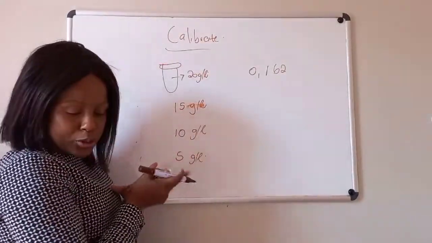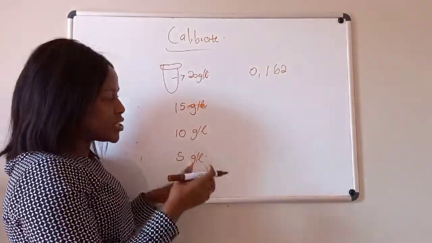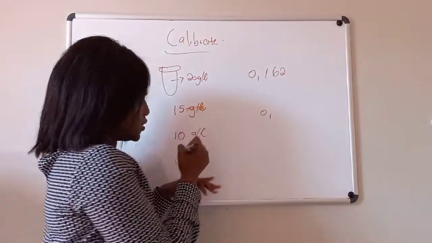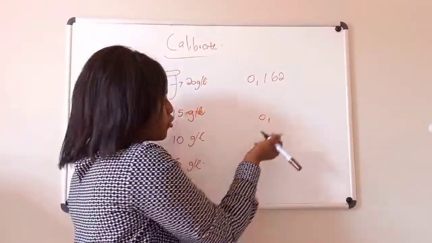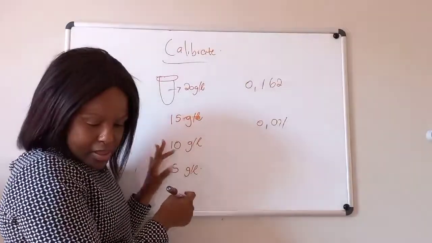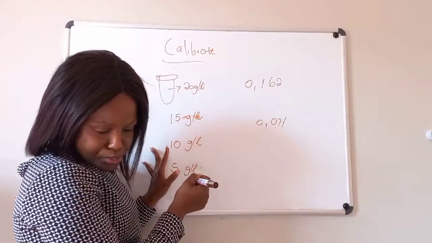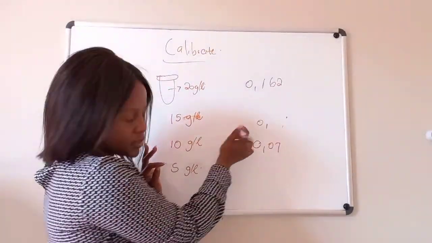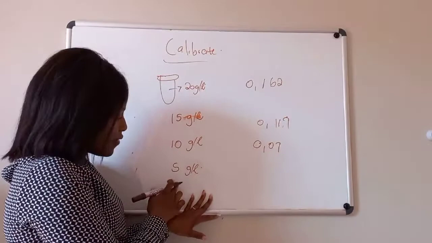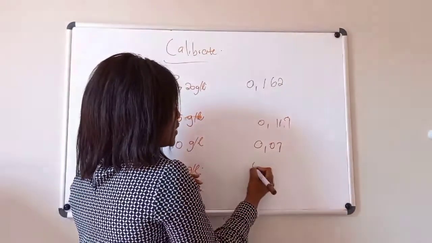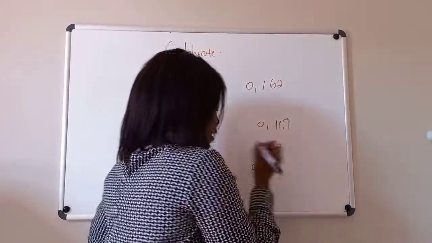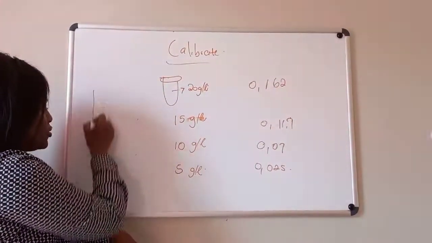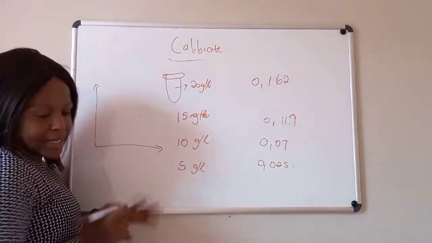Then when you put it into the instrument and it measures, it's going to give you absorption. Let's say the absorption for the 10 grams per liter is 0,071, for the 15 it's 0,119, and for the 5 grams per liter, let's say it's 0,025. Then the instrument is going to take these values and plot a calibration graph.